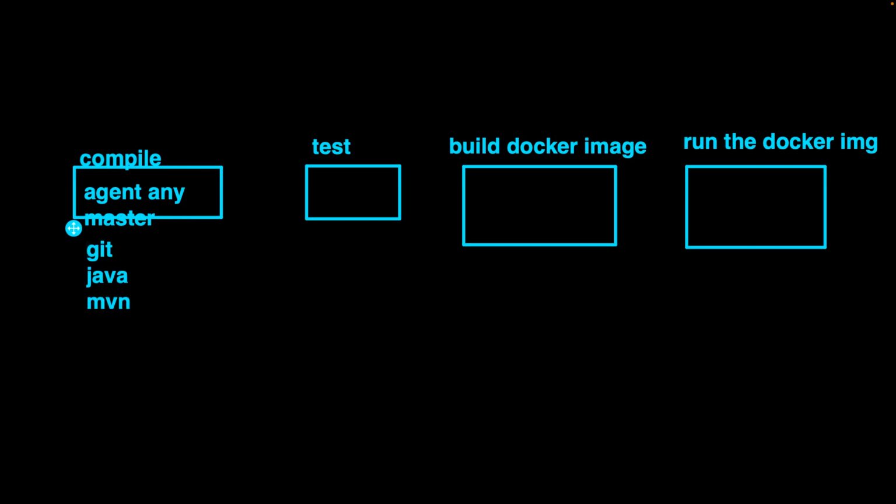We need Maven. Correct? Yes. Please unmute and speak out. Test job, this also I have given agent any. Means this is also happening on master. So I should install Java, Git, Maven. Correct? Agree with this part, everyone? Yes. So package, yes, we did the same earlier.